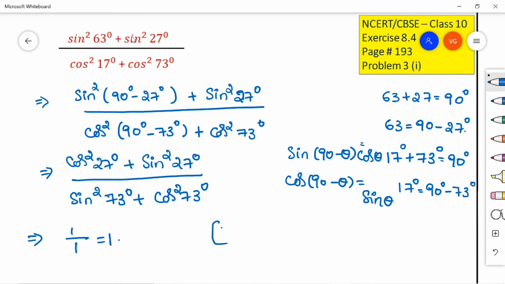So you can mention the formula here. Since sine square theta plus cos square theta is equal to 1, both the numerator and denominator are of the same form. So you can write it as 1. So the answer for this problem is 1.